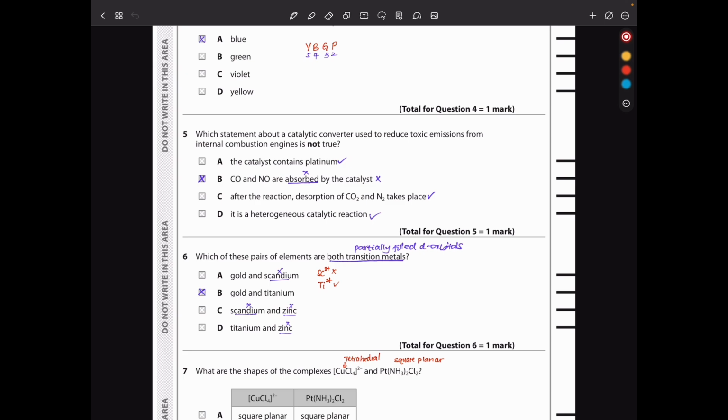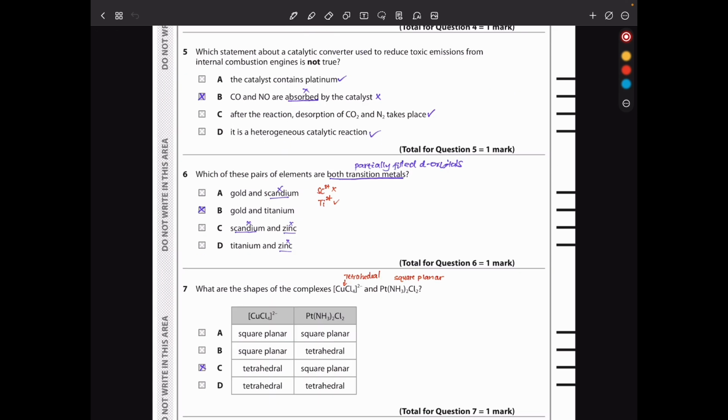Then in question 5, which statement about a catalytic converter used to reduce toxic emissions from internal combustion engines is not correct? They say it contains platinum. That's correct. This is one of the catalysts that can be used. The others could be rhodium and palladium. And then in B, carbon monoxide and nitrogen monoxide are absorbed by the catalyst. No, it does not absorb. So this is wrong. And then after the reaction, desorption of these two gases takes place. That's true. It is a heterogeneous catalyst. That's true because gaseous particles are reacting on the surface of a solid catalyst, so it's heterogeneous.